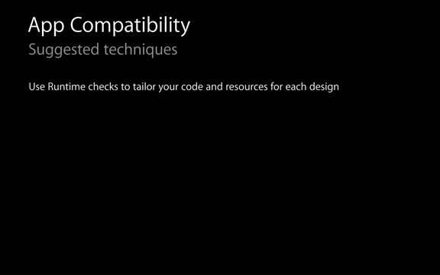Now, there are many cases where that may not be sufficient, and where you actually do have to write different code. Like, for example, the selected tab change in Xcode. Well, you can also use runtime checks to tailor your code and resources for each design.